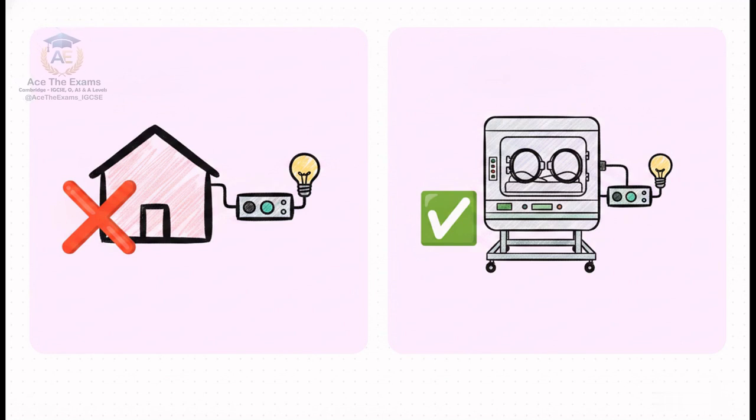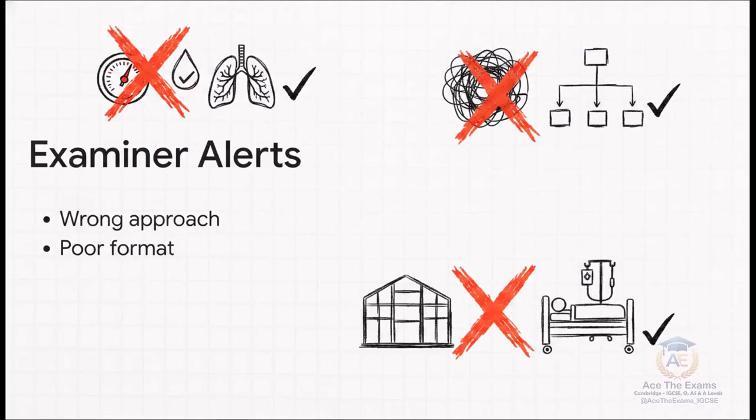A top answer, however, links the sensor directly to the specific scenario. If the exam prompt is about monitoring an incubator for a premature baby, you literally cannot just talk about light sensors in a generic room. You must explain how the light sensor regulates the specific environment for that baby, constantly interacting with actuators to adjust the heat lamps. You have to link every single point to the given context. No exceptions.